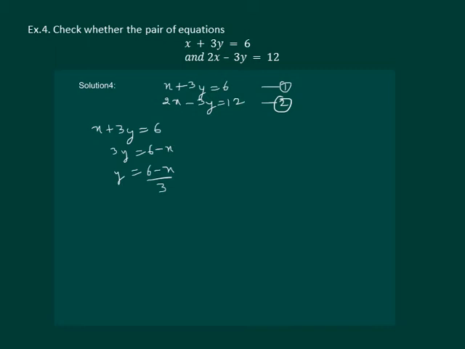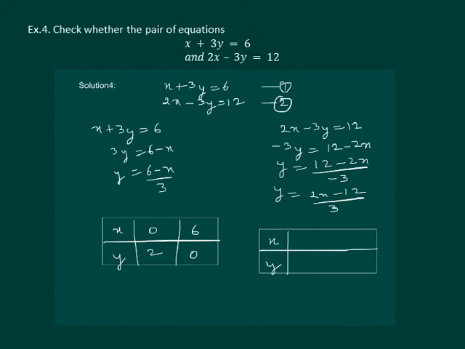Let us draw the table now. For x equal to 0, y is 2. For x equal to 6, y is 0. Similarly, for the second equation, we get the following expression after solving. And now, corresponding to x equal to 0, we get y equal to minus 4. And for x equal to 3, we get y equal to minus 2.